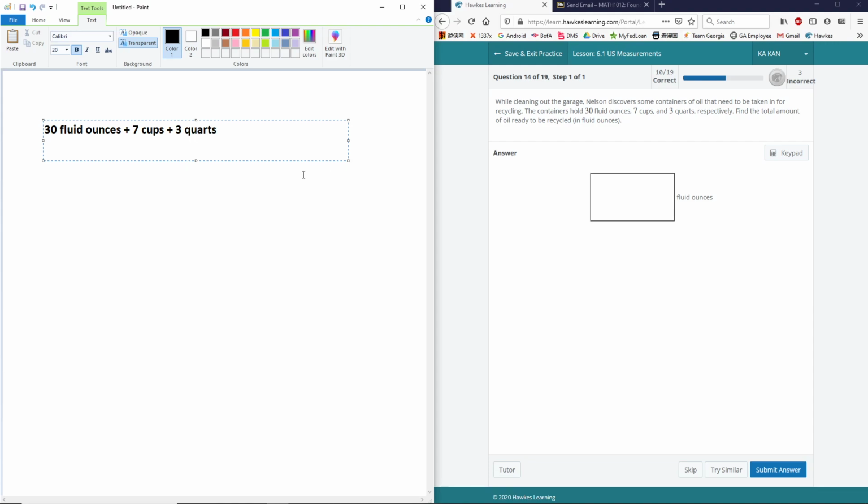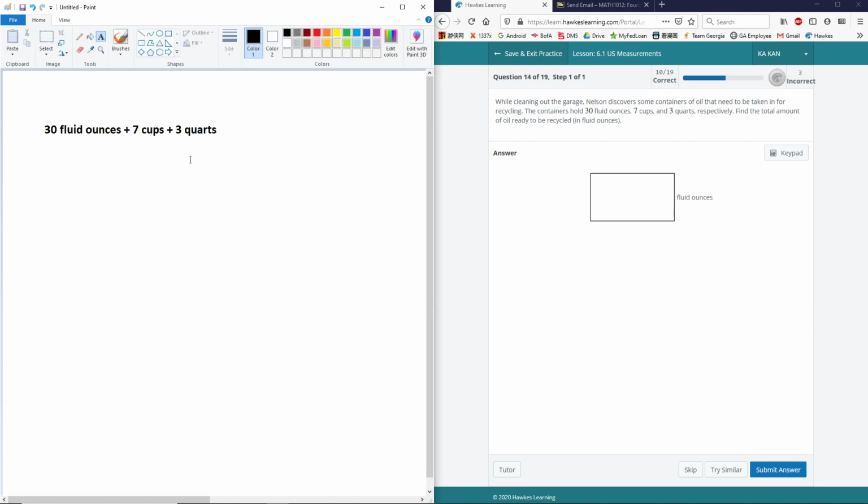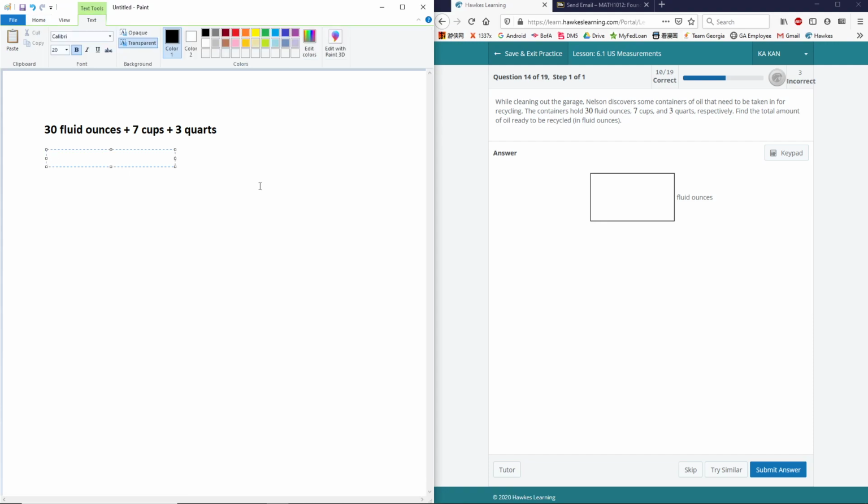Now, the conventional wisdom is, let's make everybody the same units. You can't just add cups to quarts and to fluid ounces. There are 3 different measurements, right? So the easiest way is to make everybody into the smallest unit. Fluid ounce is the smallest. So the question is, how many fluid ounces can you get from these guys? It's actually not too bad, because that will become 30 plus. Well, you just gotta look at how many ounces you can get from a cup.